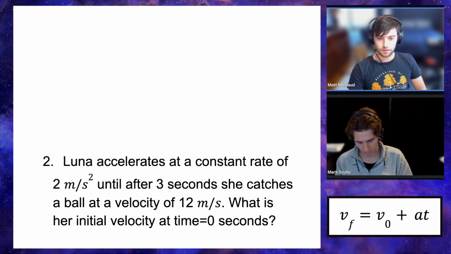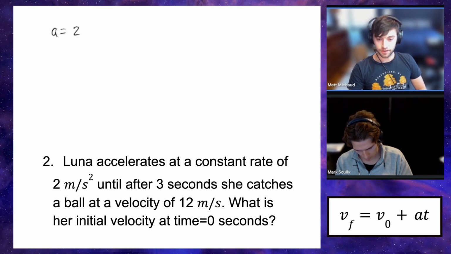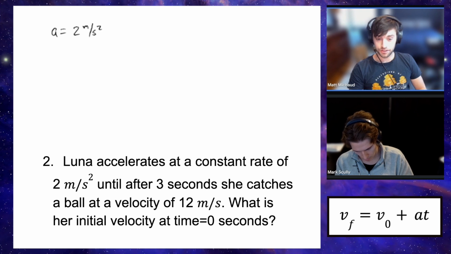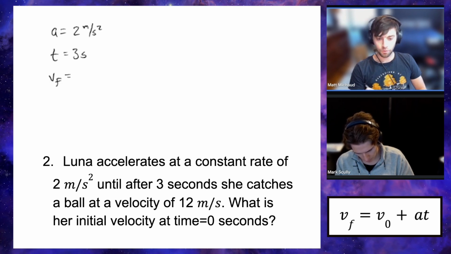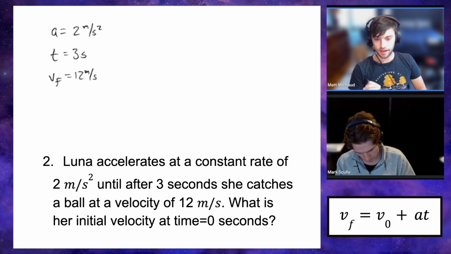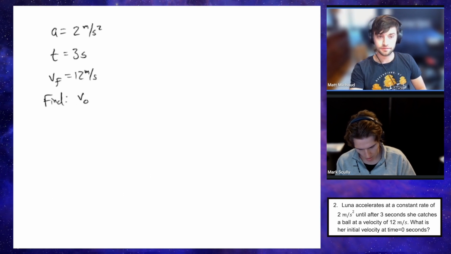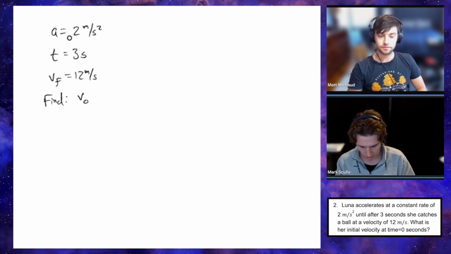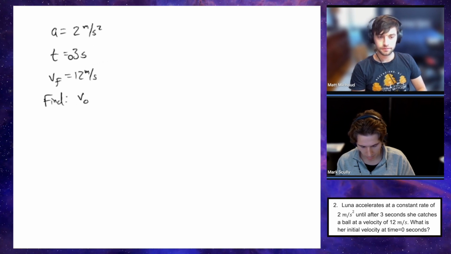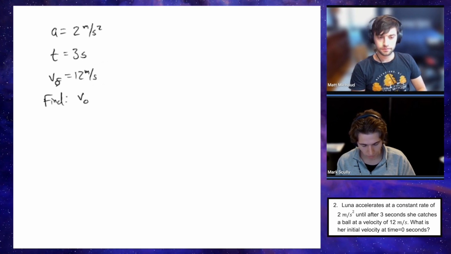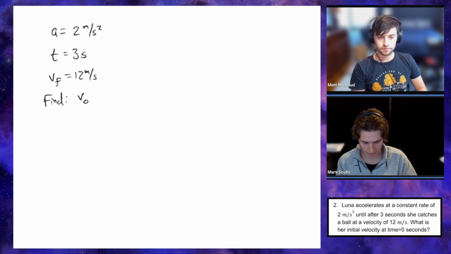Number 2. Luna accelerates at a constant rate of 2 meters per second squared until after 3 seconds she catches a ball at a velocity of 12 meters per second. What is her initial velocity at time equals 0 seconds? Okay, so you stated that the constant acceleration is 2 meters per second squared. The time is 3 seconds. Her final velocity is 12 meters per second, and we're trying to find the initial velocity.